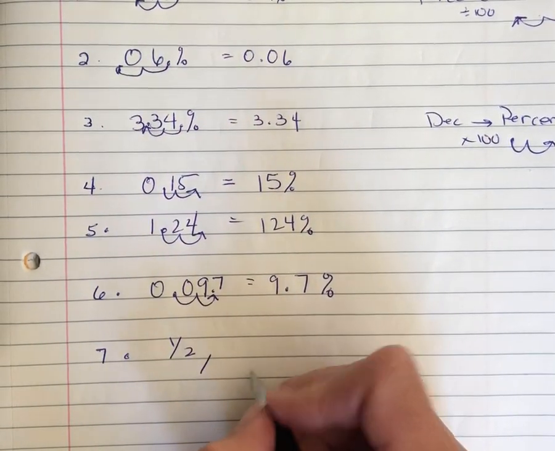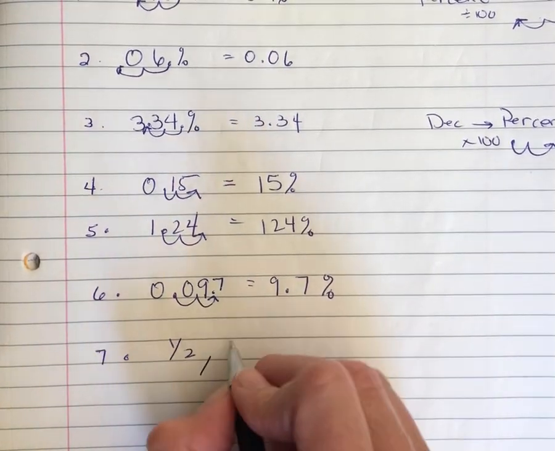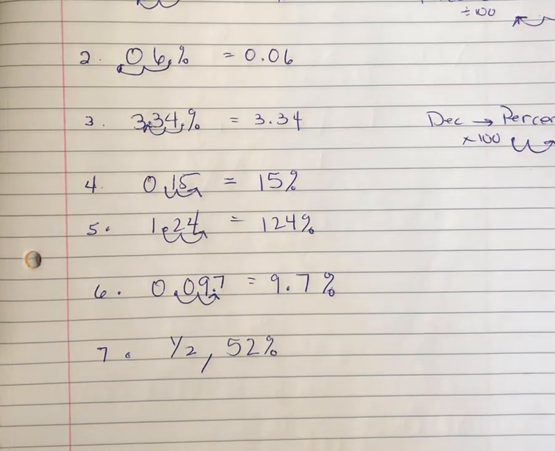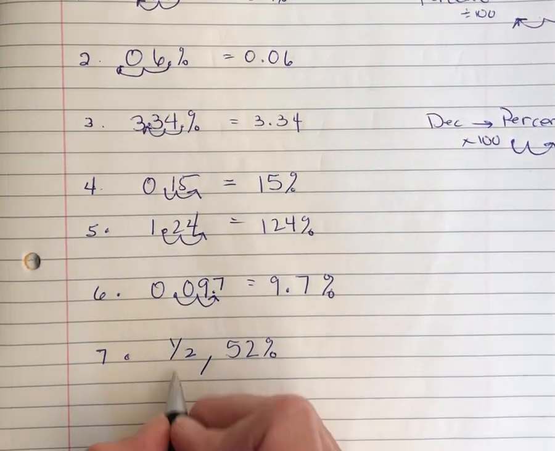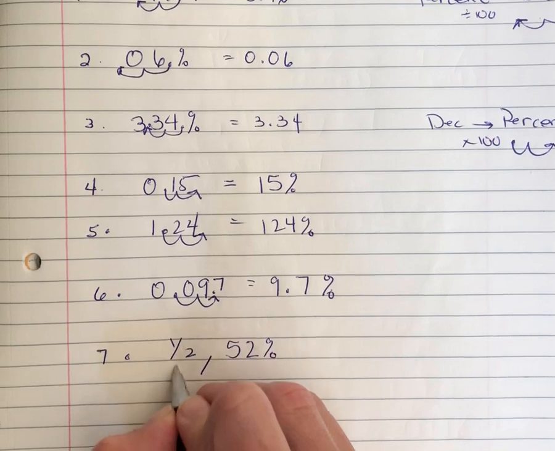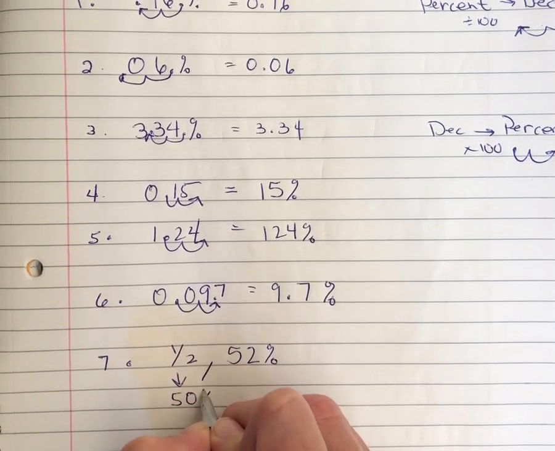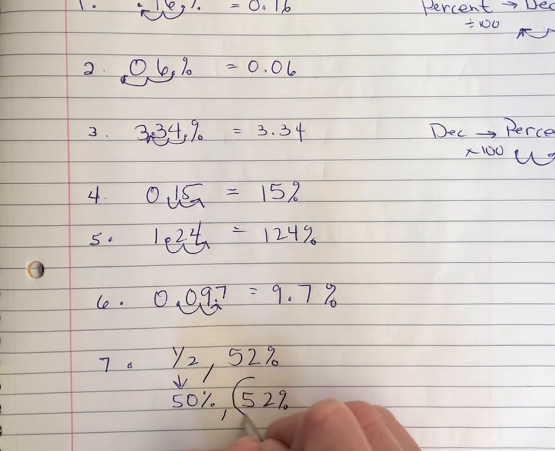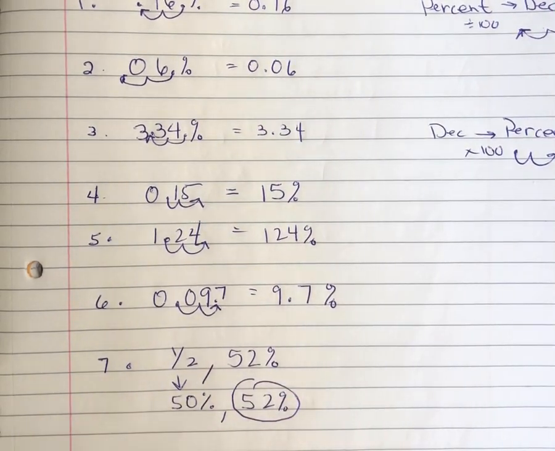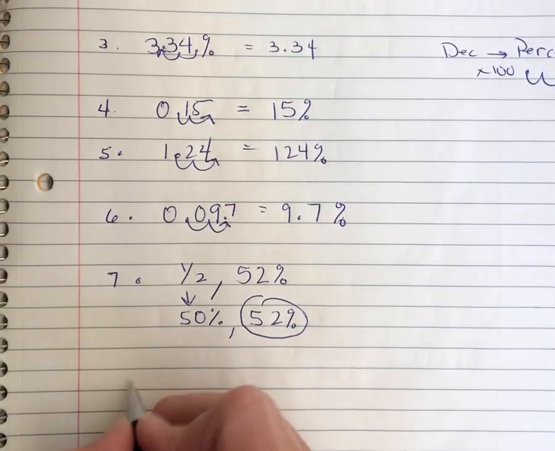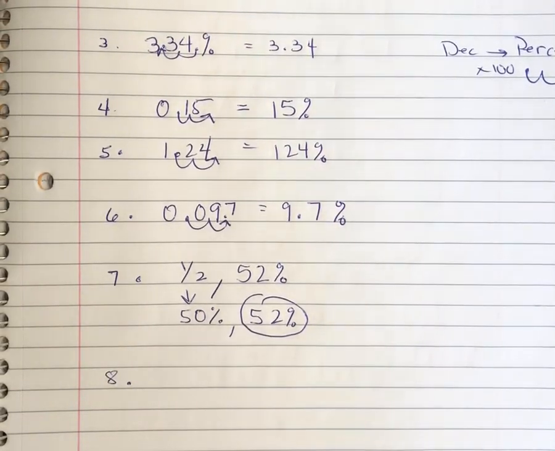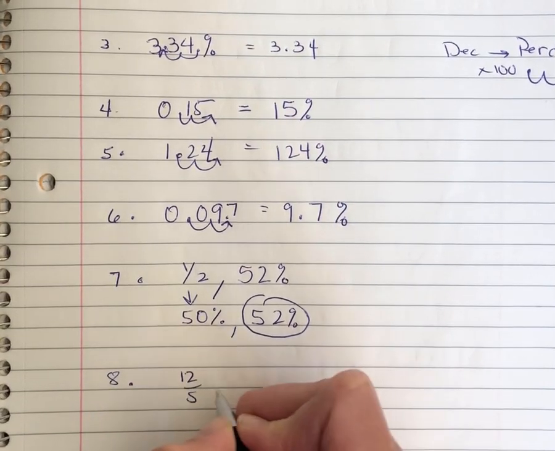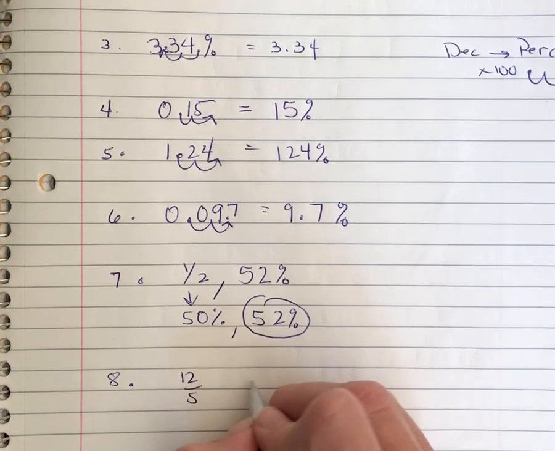Okay, so for numbers 7 and 8, we have to tell which number is greater, and it gives us 2 forms. The first one is presented as a fraction. The second one is presented as a percent. So for this one, I feel like you probably already know that 1/2 is equivalent to 50%, okay? And when we compare it to 52%, 52% is greater than 50%. Okay, number 8 might be a little bit trickier. We're presented with 12/5 and 245%.